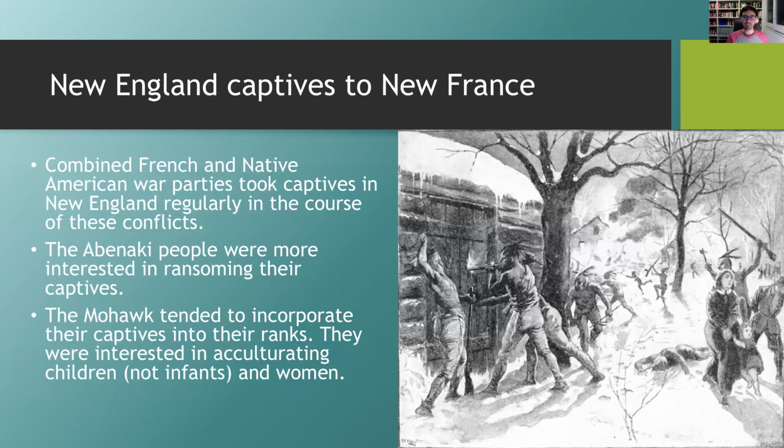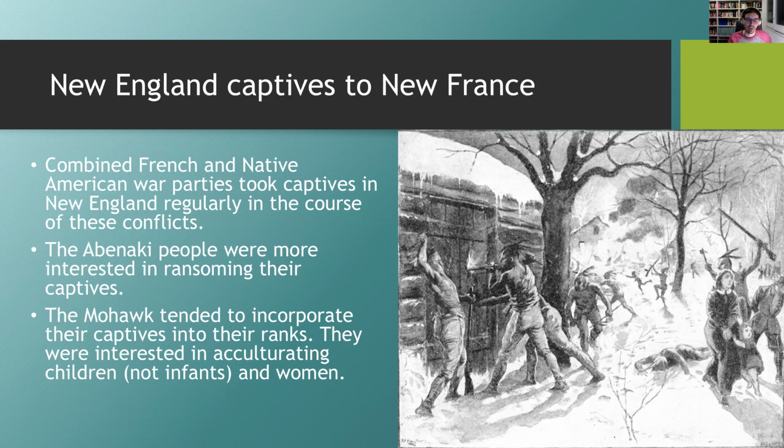Okay, so French and Native American war parties normally work together. Sometimes you had exclusively indigenous war parties or exclusively French war parties, but more generally you had a combination of the two. And they would take captives in New England regularly in the course of these conflicts. Now, the Abenaki people, for example, were more interested in capturing these people and then waiting until the end of the war and then ransoming these people that they had kidnapped. The Mohawk, on the other hand, were more likely to try to incorporate them into the ranks.